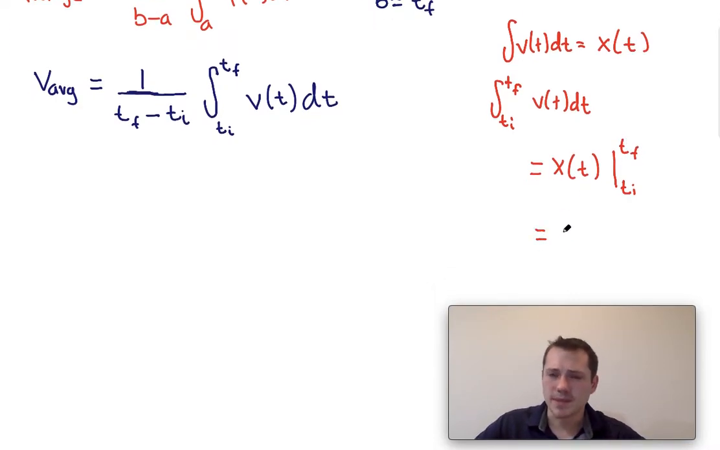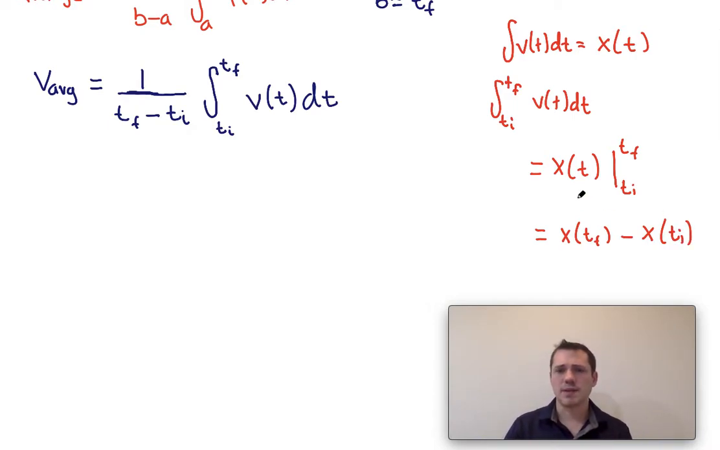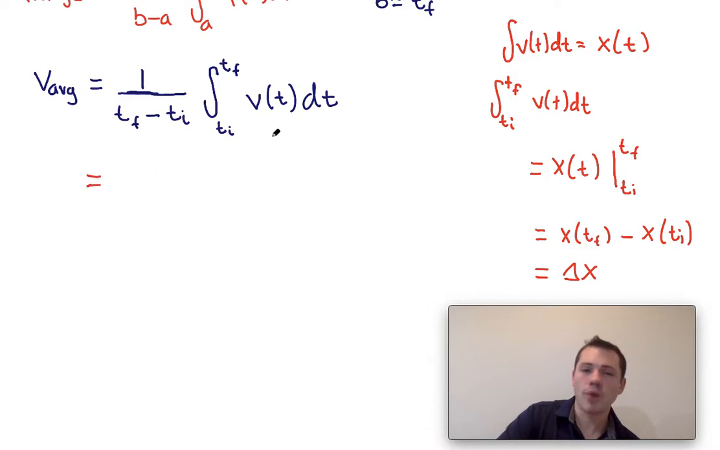So what does that mean? Well, that's our displacement at the final time. We plug in the top value for t, and then we subtract our displacement at the initial time. If I take my final value of x and subtract my initial value of x, we can rewrite this as delta x, or the change in position. So this whole integral just turns into the change in position.